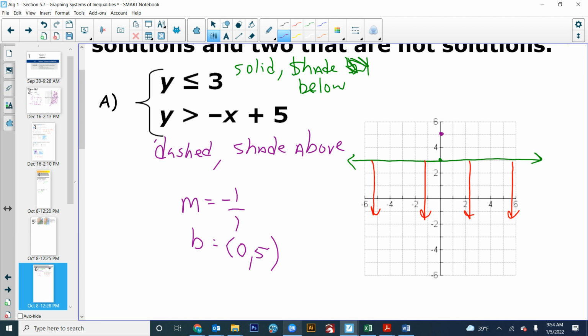Guys, forget about the first line right now. We're just dealing with the second one. Forget it's there. Okay, what's my slope? -1. Go down 1, right 1. Down 1, right 1, down 1, right 1, down 1, right 1. Okay, what kind of line? Dash. Above or below? Vance, above or below? Above.